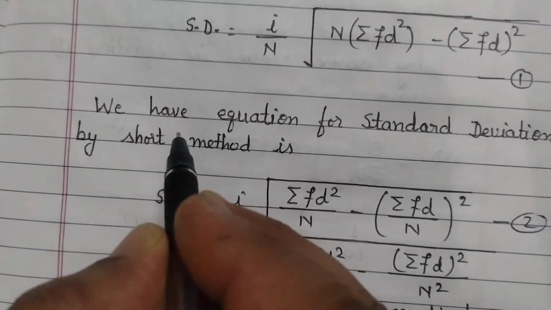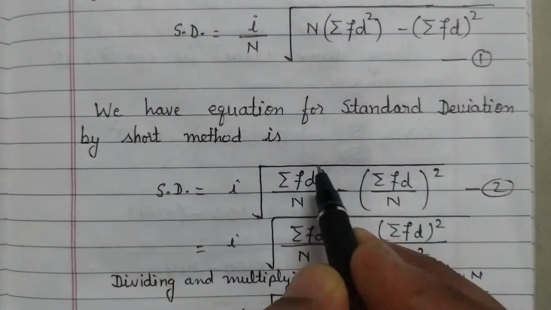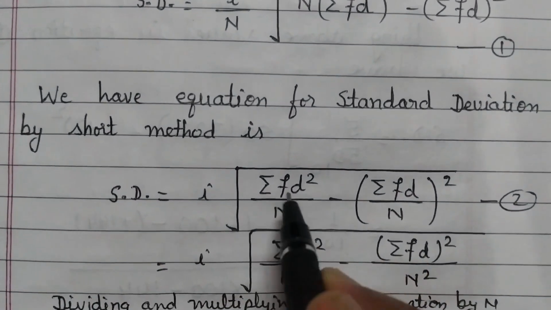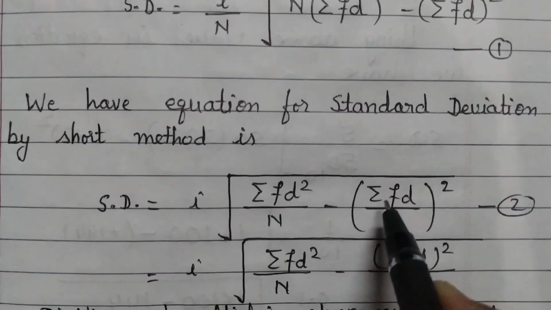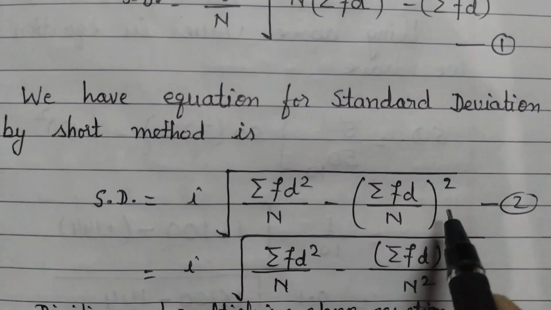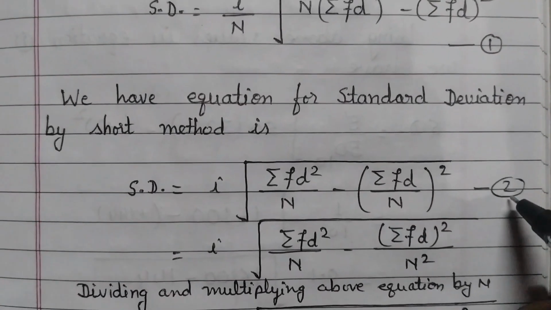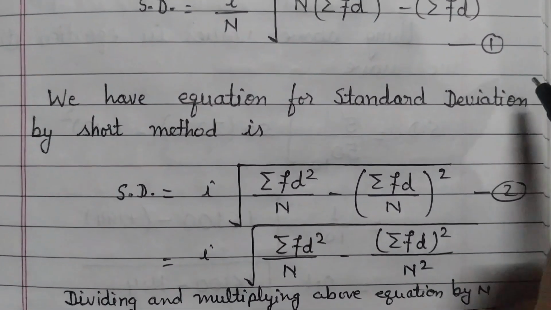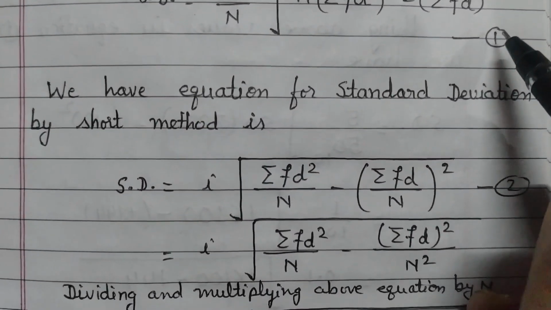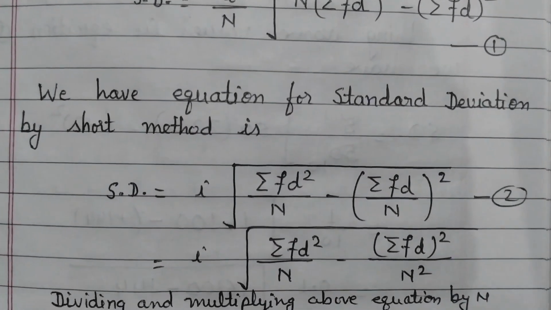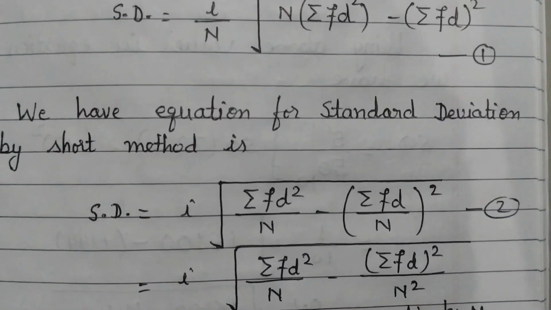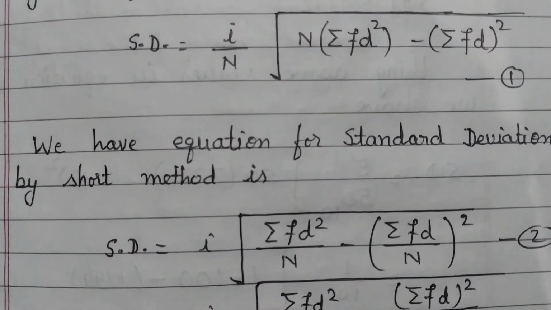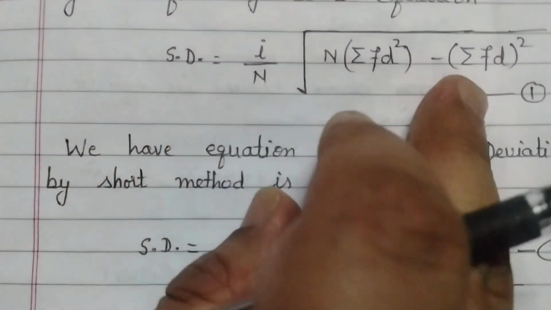Now we have the equation for standard deviation by short method: SD is equal to I under root summation FD square by n minus summation FD by n whole square. Let this be equation 2. I am going to prove that equation 1 and 2 are equivalent, or we can say that these are the same equation. So standard deviation by the short method for the given group data can be calculated by three equations: 1, 2, and this another equation.